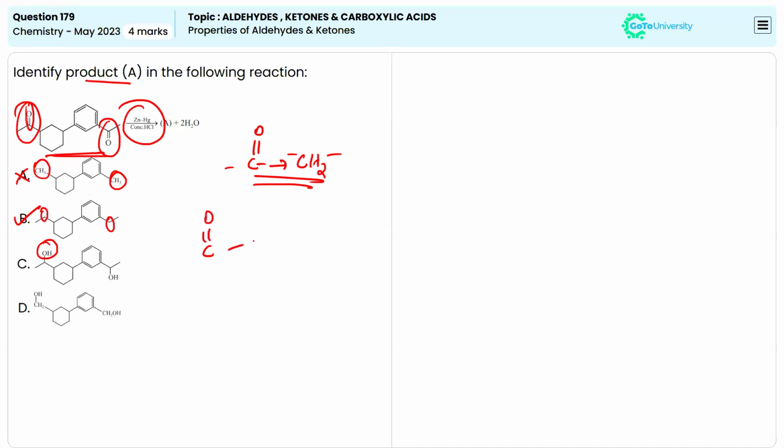If you check option C, here the CO group is converting into COH. This is also not possible here. So option C is wrong. Okay. Now coming to option D, here as we know this is converting into CH2OH, CH2OH. This is also not the correct answer. So the correct answer is always B.